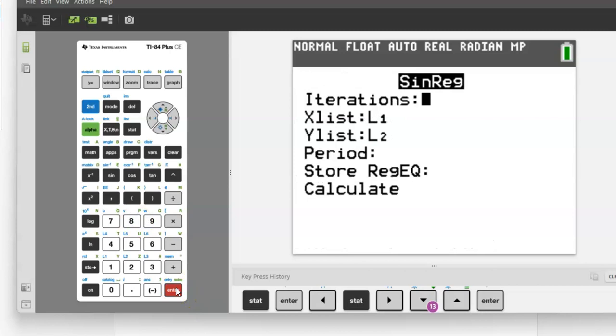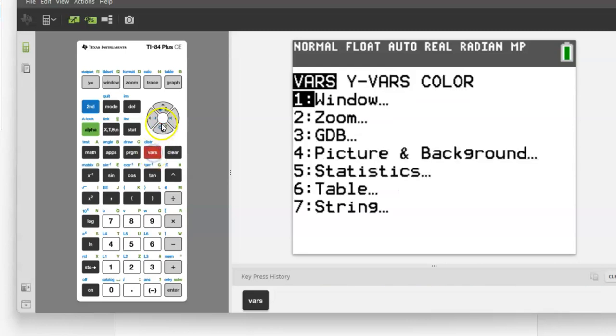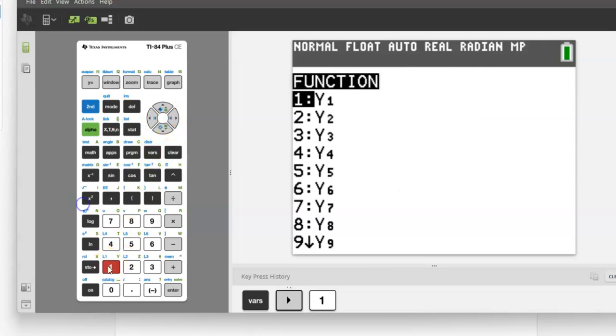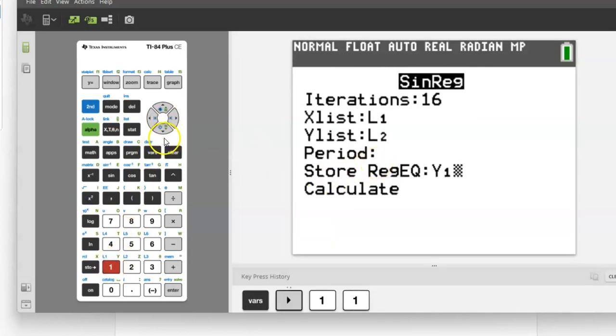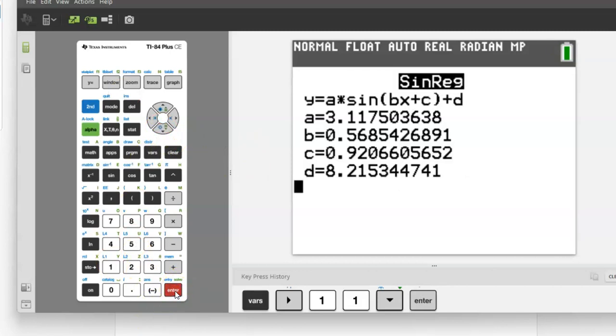Iteration means how many times it's happening. Default is always going to be 3, but this problem says 16, so I'm going to put 16 there. L1, L2, period. Let's just leave it blank because it should be able to calculate it, but we don't really need it. We're going to store it in Y1. For this problem, you don't really need to store it, but I will do it anyhow. All right, calculate. There you go.